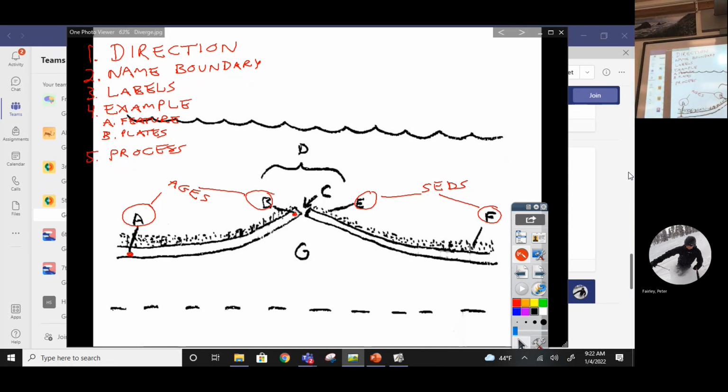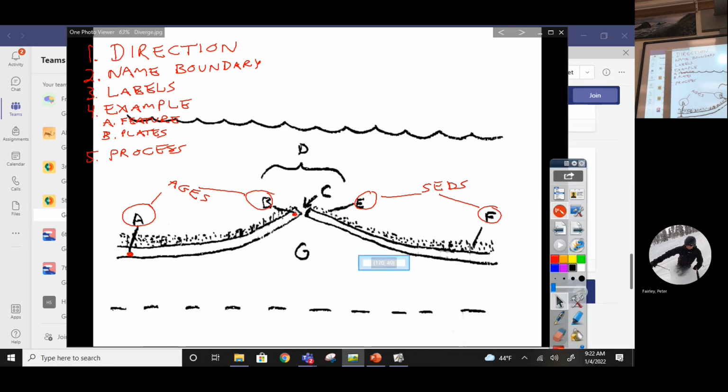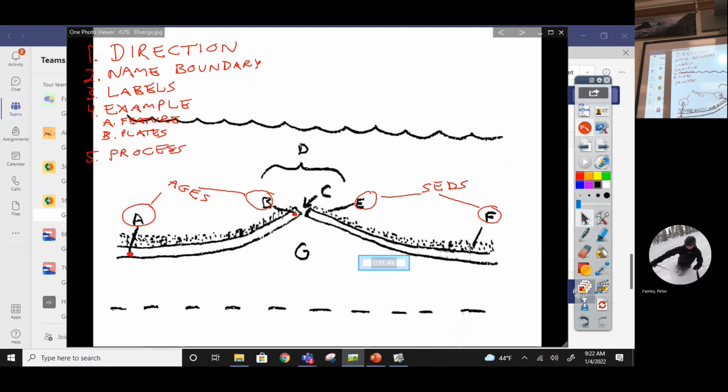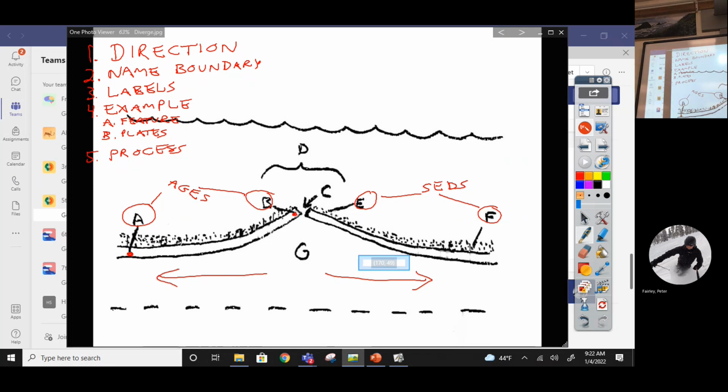So what direction are these moving? They are moving apart, right? So if I was going to draw an arrow, I would do this, wouldn't I? They're moving apart. Anyway, let's just ignore that little black box. If they're moving apart, what do we call that boundary? A diverging boundary, right? Diverge moves apart, converge moves together, yes?